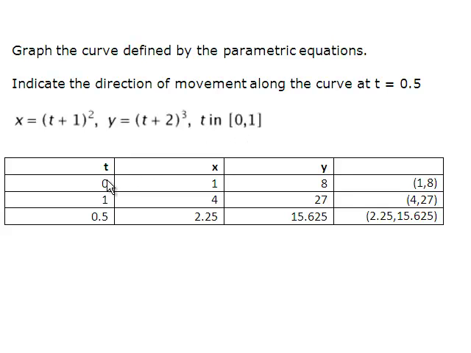So at t equals 0, we plug t into both of these equations. We get x will be 1 and y is going to be 8. So we know that (1, 8) is on our curve. I plug 1 in for t in both equations, and I know that (4, 27) is on my curve. I want to know what's happening at 0.5, so I plug that in, and I know I want to put my arrow at the point where x is 2.25 and y is 15.625.